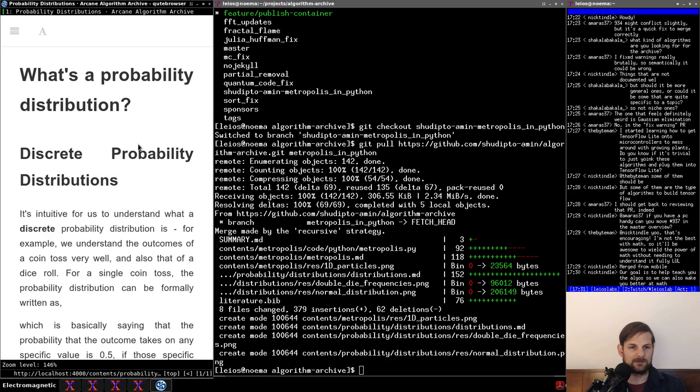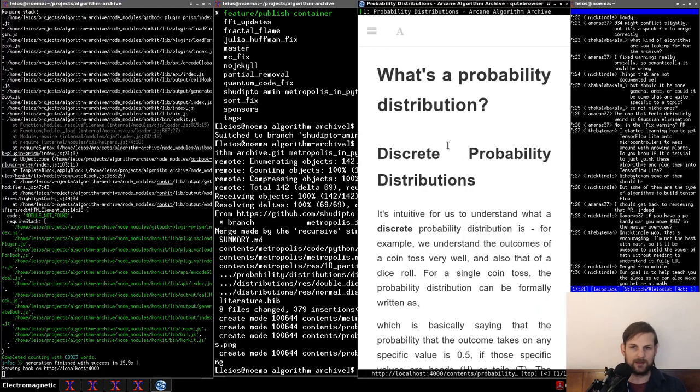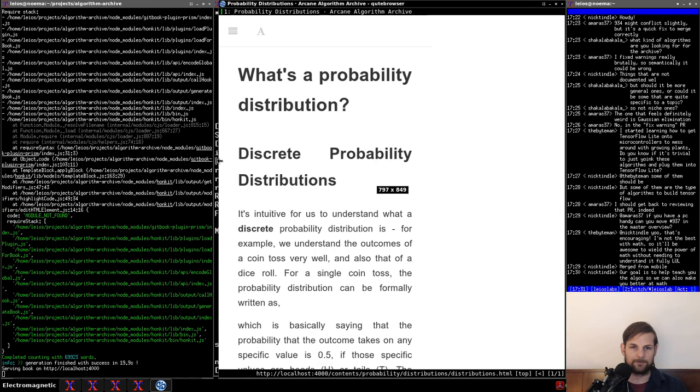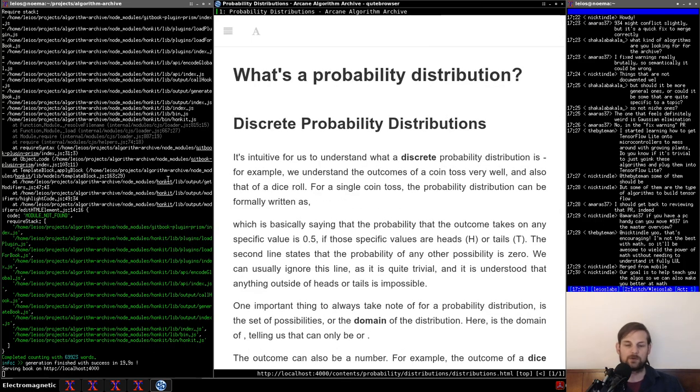Let me make it a bit bigger so it's easier to read. There we go. And then what are we going to do next? Actually, let me move this here is what I'm going to do. I don't know if I can push directly to the PR or not, but we'll just see. Okay, there we go. So we'll read through that, and then we also read through the metropolis.md file and just see what they look like.